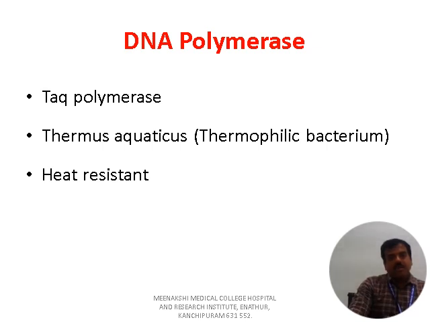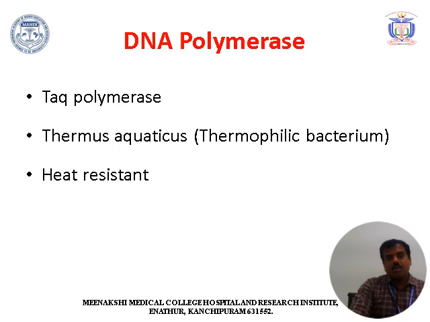Now coming to the enzyme DNA polymerase, specifically here it is Taq polymerase, from Thermus aquaticus, a thermophilic bacterium, so it is heat resistant. Why do we specifically take Taq polymerase? Because we will be using different temperatures going up to 90 and 95 degrees centigrade. At that temperature the enzyme should not get inactivated or stop functioning, so a heat-resistant enzyme should be selected. For that purpose we take Taq polymerase as the DNA polymerase enzyme.